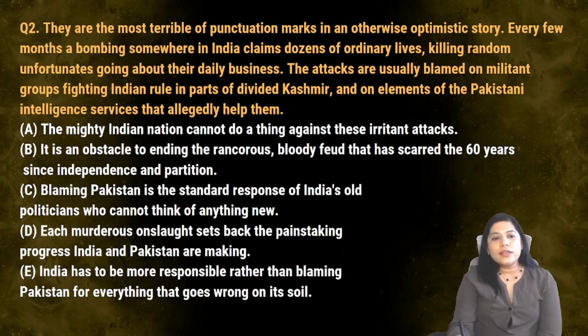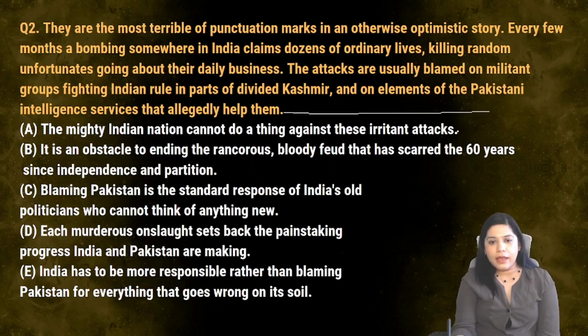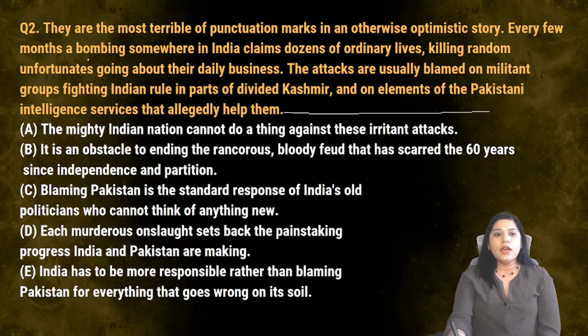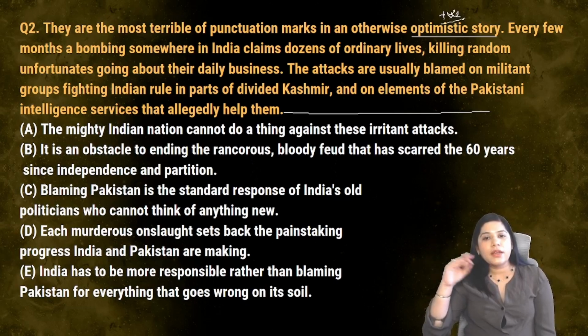Okay, now let us solve question number 2. In question number 2, the last line is blank again. So if there's no blank, we have to assume the last line. Let's read. They are the most terrible of punctuation marks in an otherwise optimistic story. As in a positive story, if I put a comma in the wrong places, it can change the meaning, and they are terrible punctuation marks.